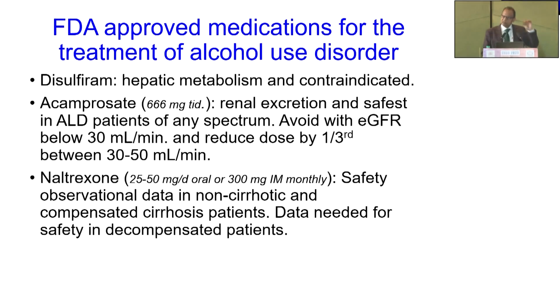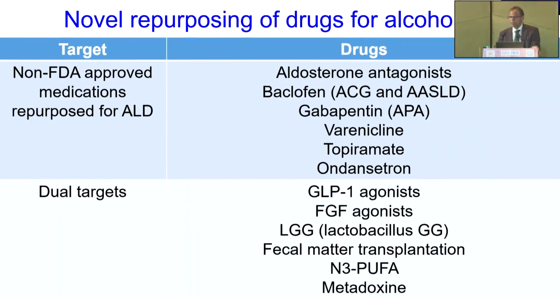I'll not go into the details about the FDA-approved therapies. I think Dr. Vinod Dixit did discuss most of these medications, so I'll spare some time here and go over some of the repurposed medications. I'll spend some time there because acamprosate and naltrexone, which are FDA-approved therapies that can be used in liver disease patients, are not always effective. The number needed to treat is about 8 to 10 to get one patient to abstain from alcohol. So we really need new therapies for alcohol use disorder.